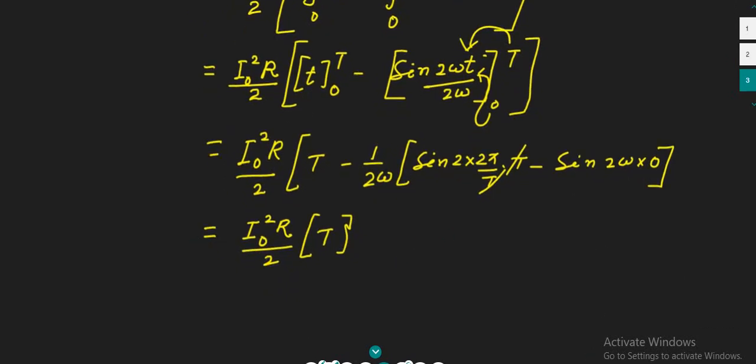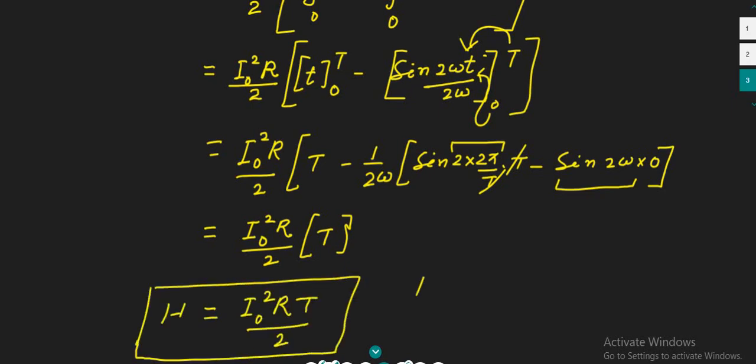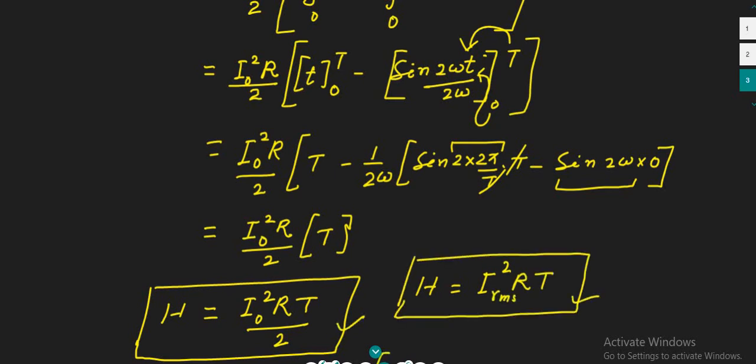into T. Next, the integration of dH is H. Now finally it will be I naught square R T by 2. Then, as you know, H equal to I square R T, for RMS value you can write here H equal to I RMS square R into T.